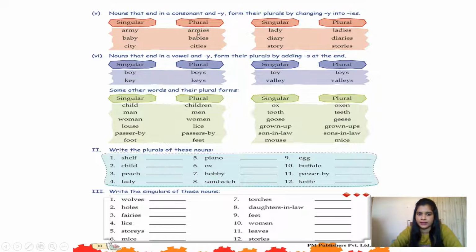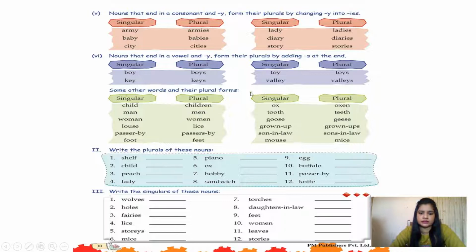Examples: army, armies; baby, babies; city, cities; lady, ladies; diary, diaries; story, stories. Nouns that end in a vowel and y form their plurals by adding s at the end, children. See how? Boy: o is a vowel and the last one is a consonant, so boys. Key, keys. Toy, toys. Valley, valleys.